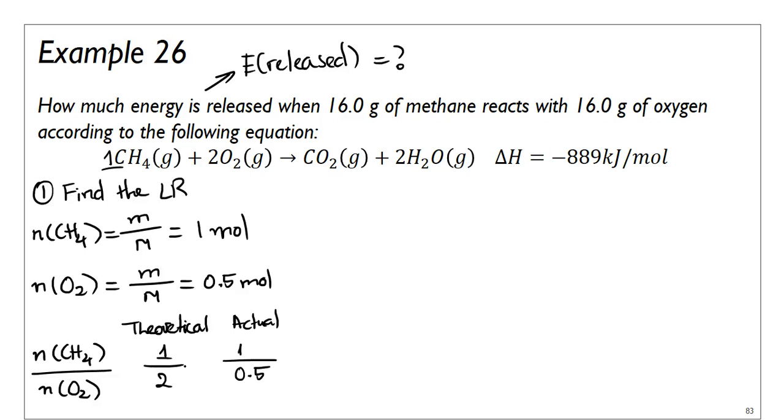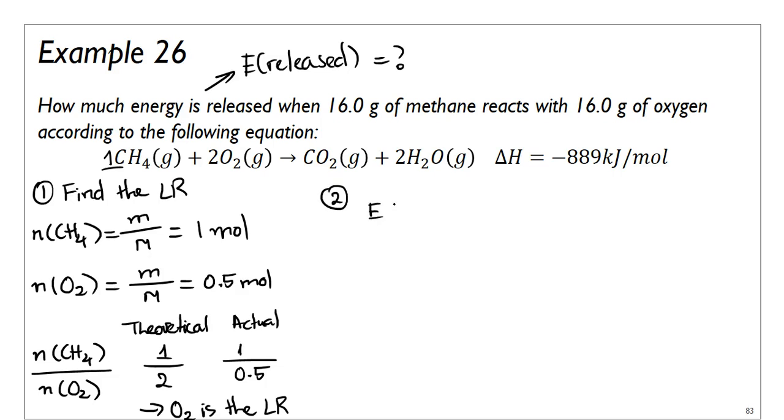So in theory, for every mole of methane, you need 2 mole of oxygen. In reality, for every mole of methane, you only get half a mole of oxygen, which means that oxygen is the limiting reagent and methane is in excess. So I am actually going to use the number of mole of oxygen to determine how much energy is going to be released from this reaction.